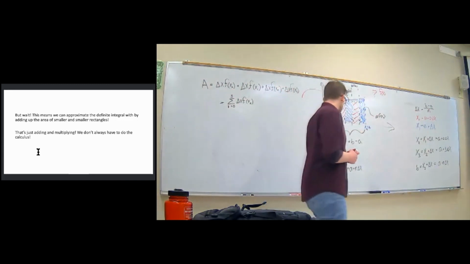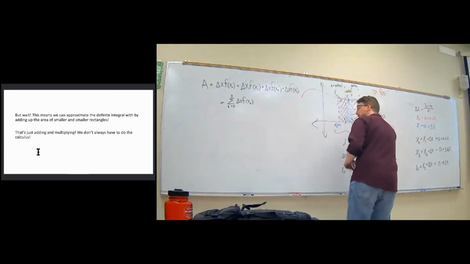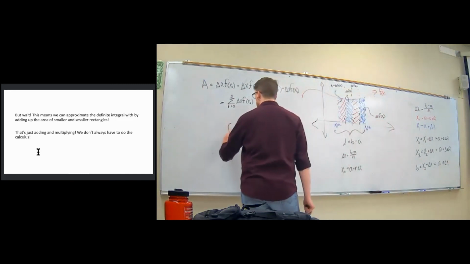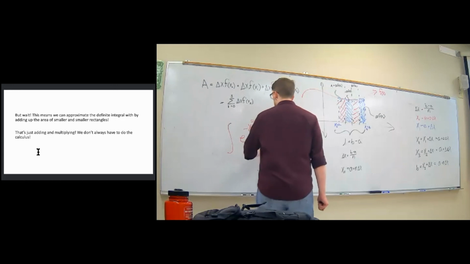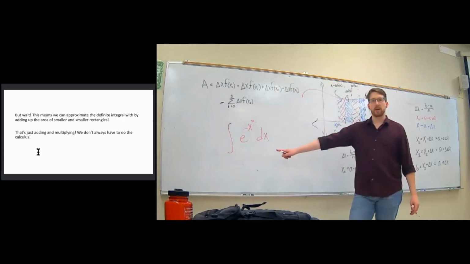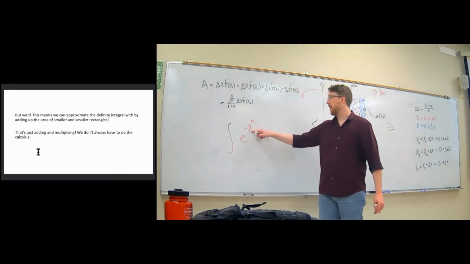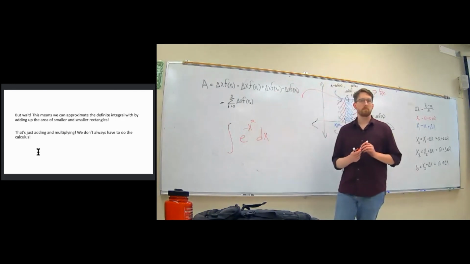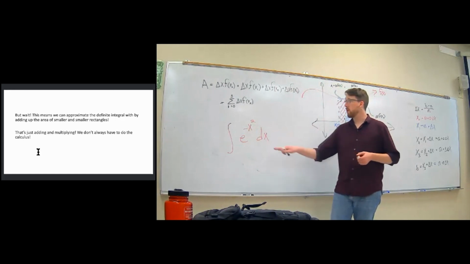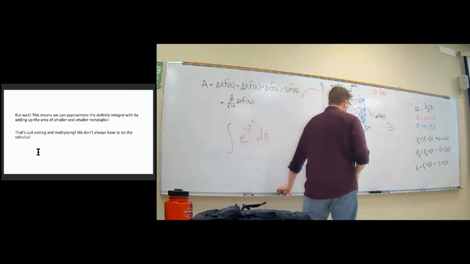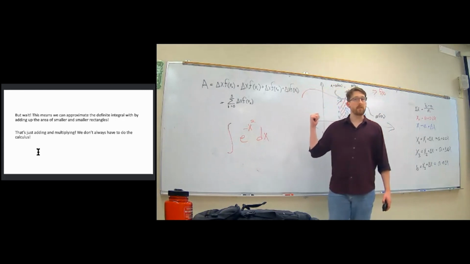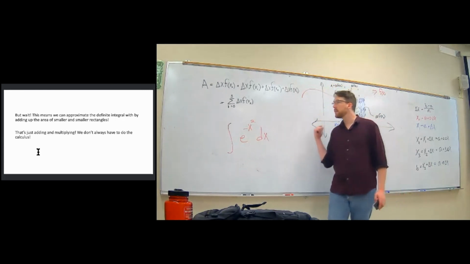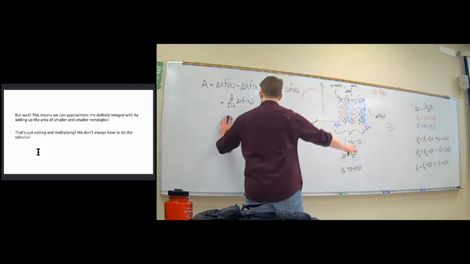For example, something that is similar, not the same, but similar to what you've seen in class, without using a trick, we cannot evaluate that. It takes a trick to evaluate e to the negative x squared as an integral. So if we want to find a particular area from A to B here, we're going to have to use approximation methods. And that's what this is here.